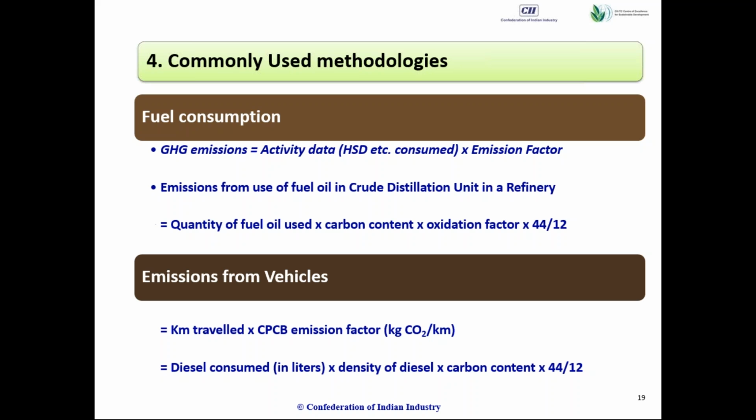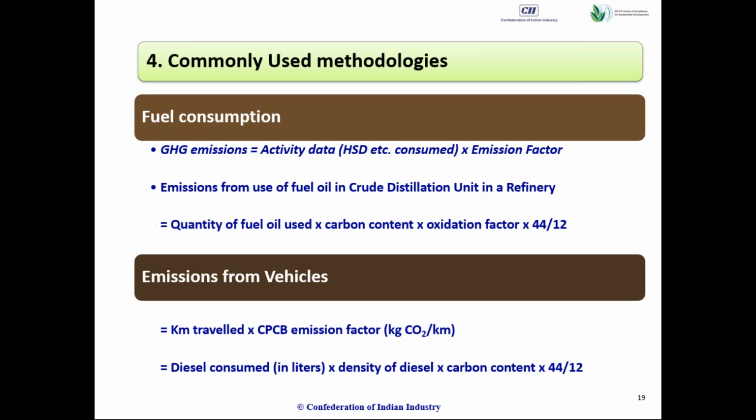Second is emission from vehicles. For emission from vehicles, if you know the kilometers traveled, you can use the CPCB emission factors. CPCB had sponsored a study to ARAI Pune, Automotive Research Institute. So ARAI Pune, under the source apportionment studies, had determined those emission factors, and these are specific to the Indian driving cycle. So you will find IPCC emission factors also and emission factors from various other sources, but those would not be based on the Indian driving cycle.